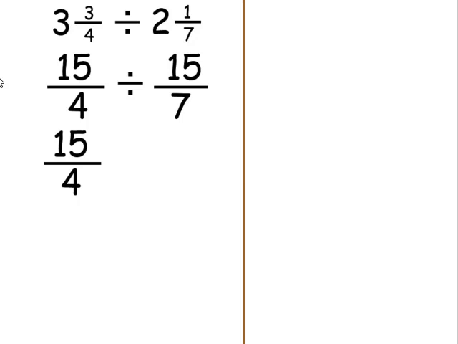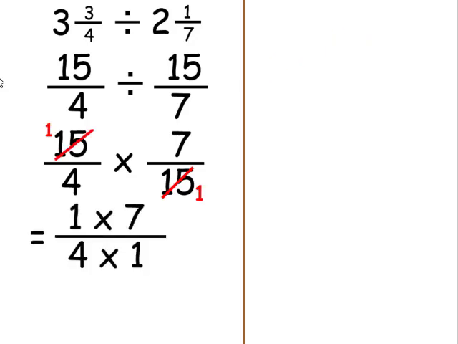Now we'll keep, change, and flip. Notice we have 15s that can cancel out. And we're going to multiply across. 1 times 7 over 4 times 1 is 7 over 4. In this case, we'll have 3 more than the 4, so it's 1 and 3/4.